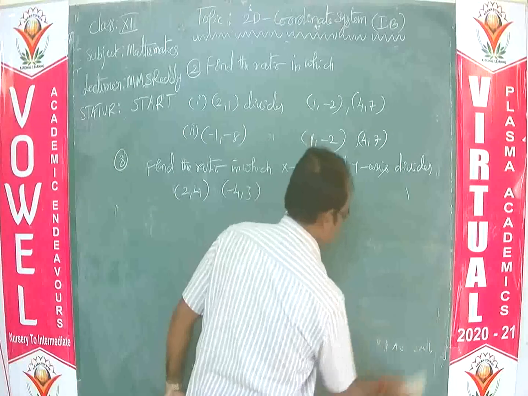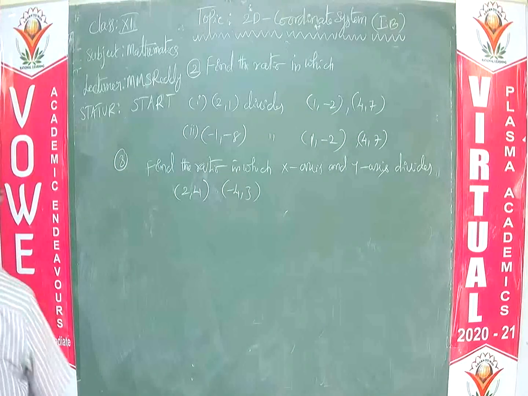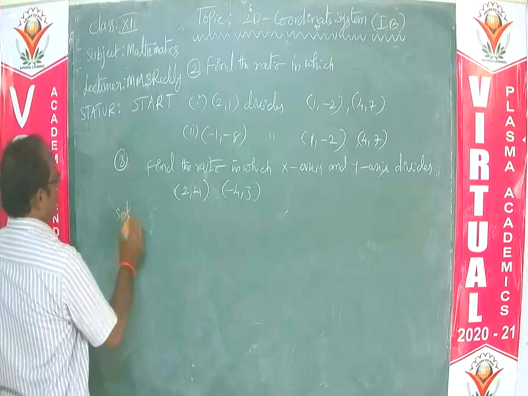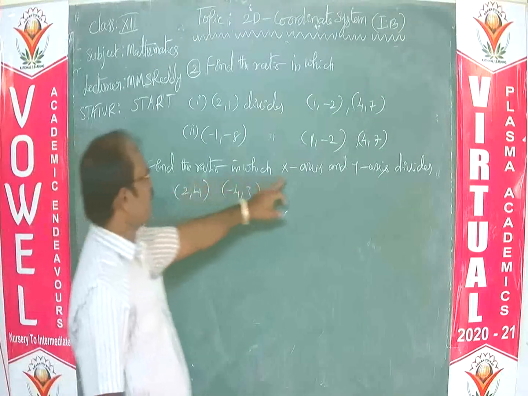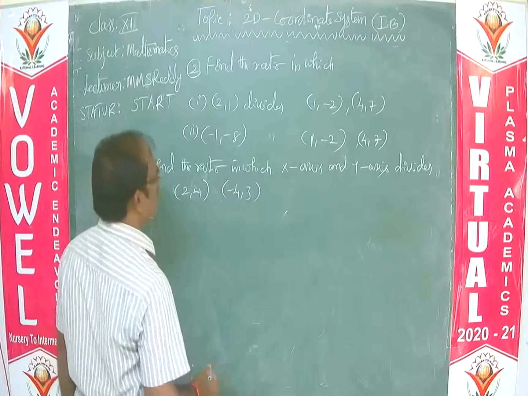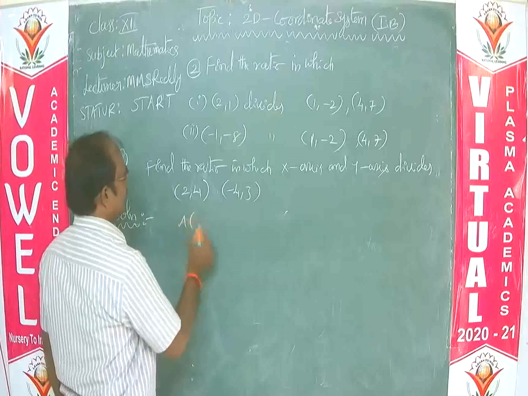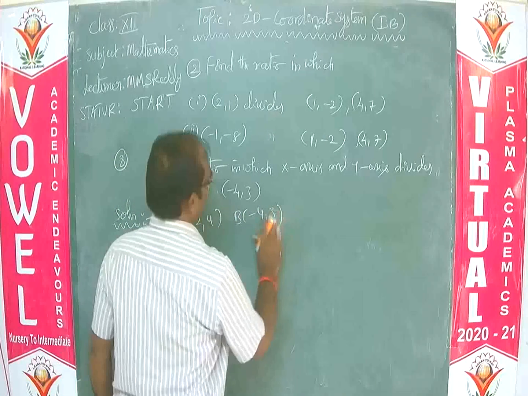Next one. Solution for third bit. Find the ratio in which the x-axis and y-axis divide the line segment joining 2, 4 and minus 4, 3. Let the given points be A 2, 4 and B minus 4, 3.